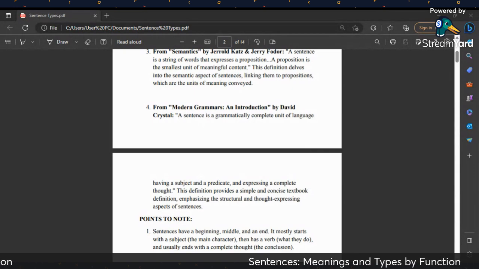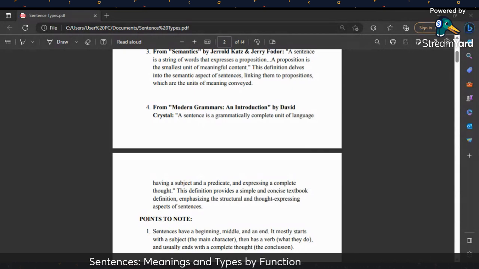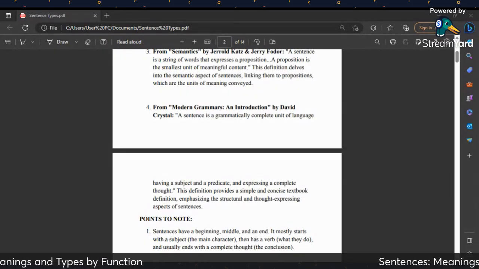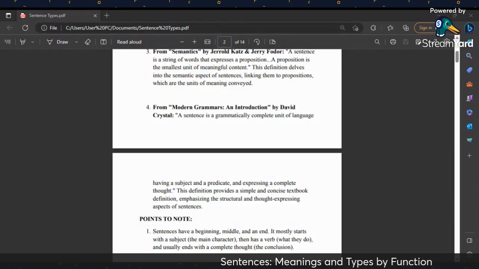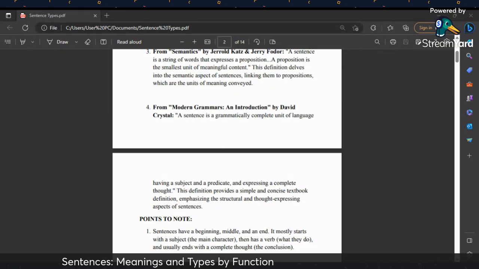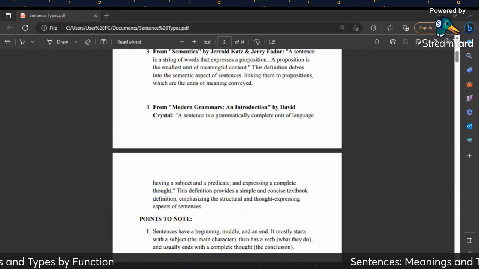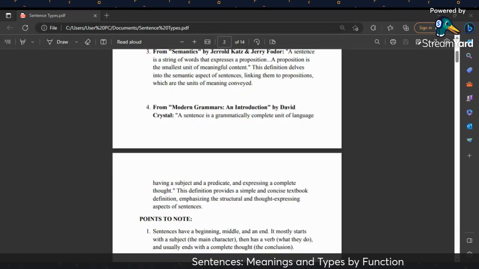For commands, they do not have a subject most of the time, but it is still sensible, it is still understandable, and it expresses a complete thought. So, from everything I've said so far, we can deduce that a sentence needs to do what? To have meaning, subject, predicate, and must express a complete thought.